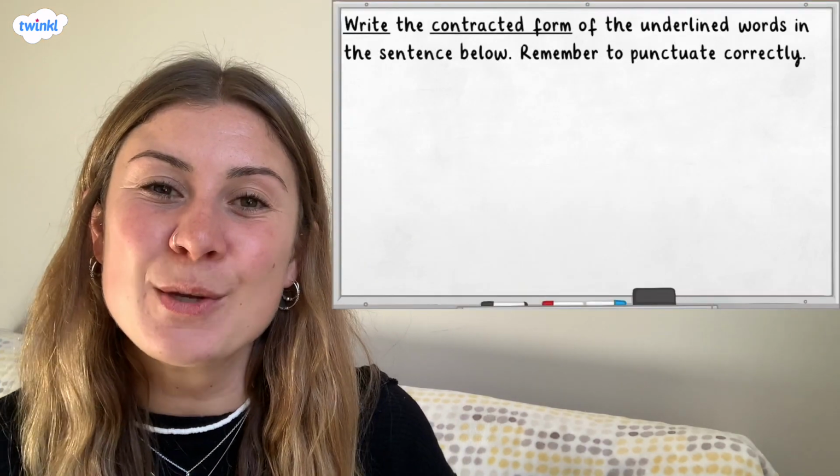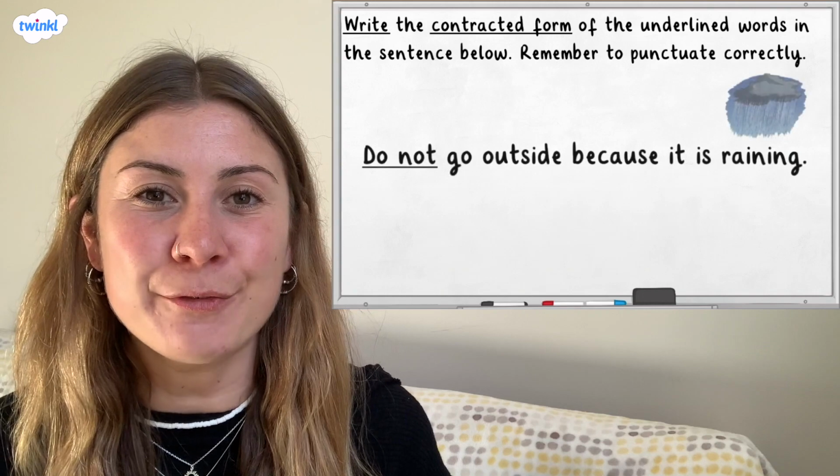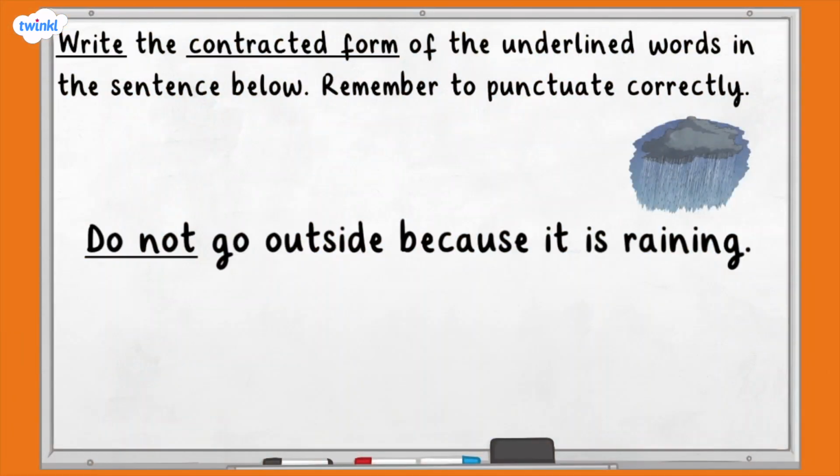Let's practice a bit more with another question. This question asks you to write the contracted form of the underlined words. Do not go outside because it is raining. Pause the video here and have a go. You might want to write your answer on a whiteboard or a piece of paper.